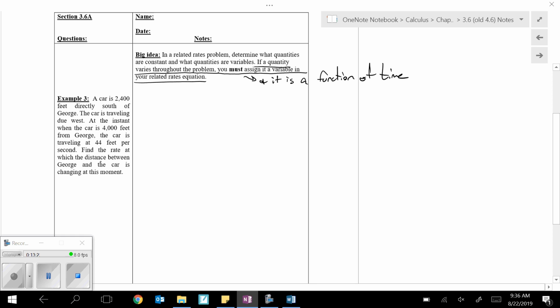Okay, I'm a diagram guy, so let's see. We have George, and then we have a car, 2,400 feet directly south. So here's our car. And the car is traveling due west. Okay, so it's going this way.